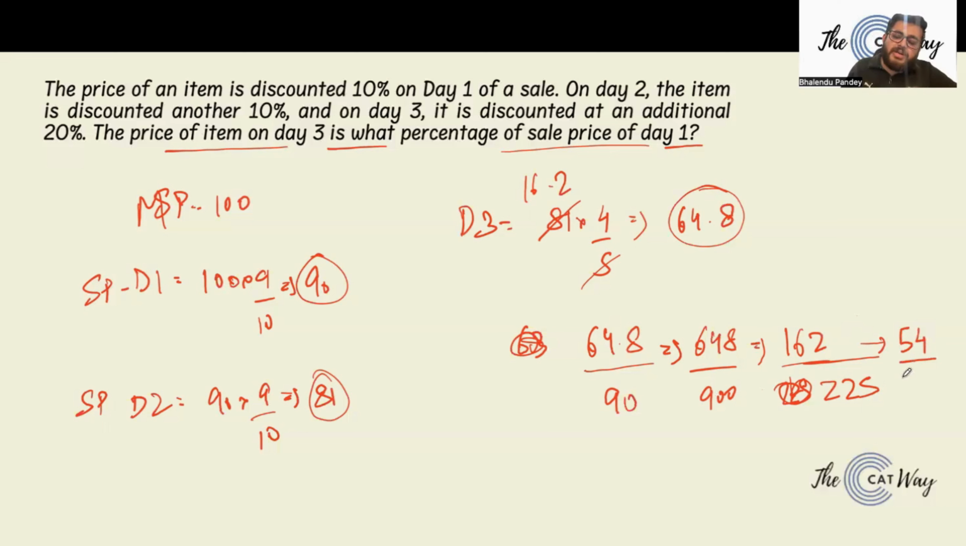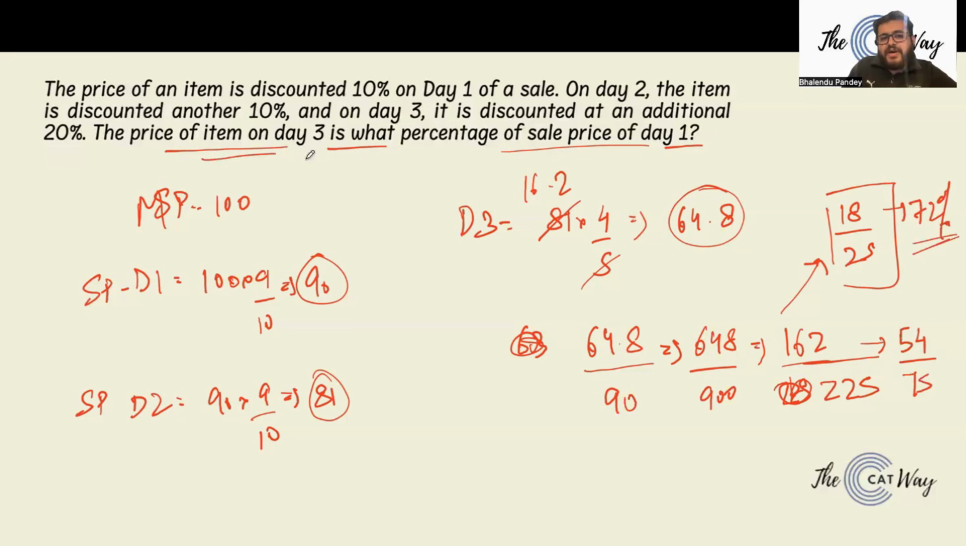This goes in 3 how many times? 75 times. Correct? 54 by 75 again will go in 3, I believe. So this will go 18 times. This will go 25 times. So it is 18 by 25. 18 by 25 is simply what percentage? So 18 by 25 is nothing but 72 percentage.